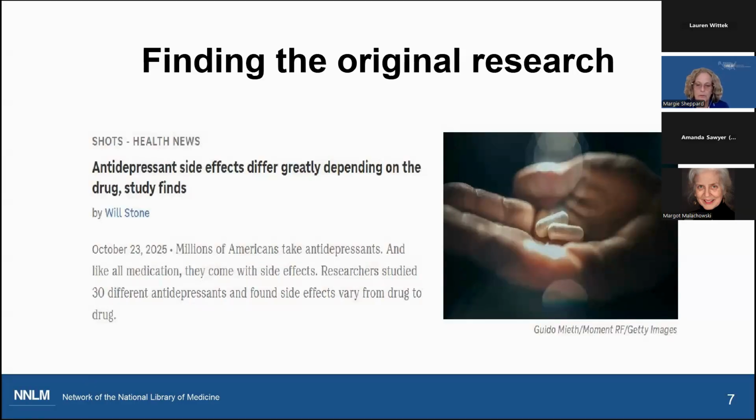So one of the most common ways PubMed is used is to locate a specific article, and it's based on some known information that you might have about the article. For instance, let's say that you come across a news story like the one on the slide. This is a story from 2025, published by National Public Radio, and it reports on research that discusses the side effects of antidepressant drugs. The online story included a link back to the original research article, but that isn't always the case.